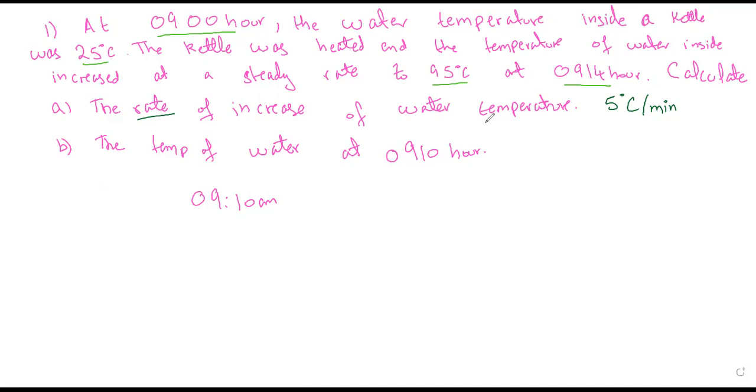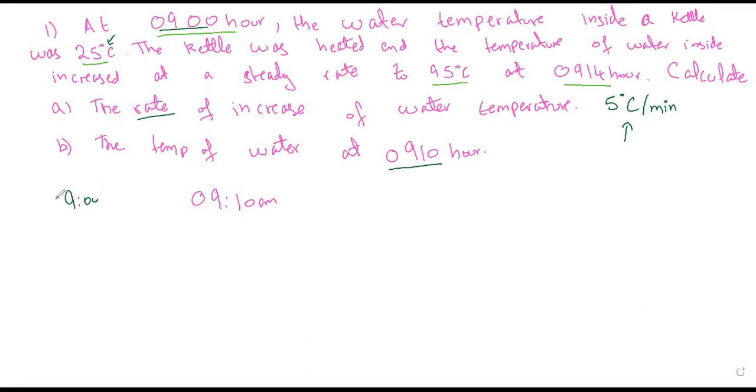All right. Not bad. But look, what is the question? The temperature of water at 9:10. This means that at 9 a.m. the temperature was 25 degrees. And after 10 minutes, what would be the temperature? We need to find that. And we know that after every 1 minute, the temperature is increasing by 5 degrees. Okay. So I'll tell you.